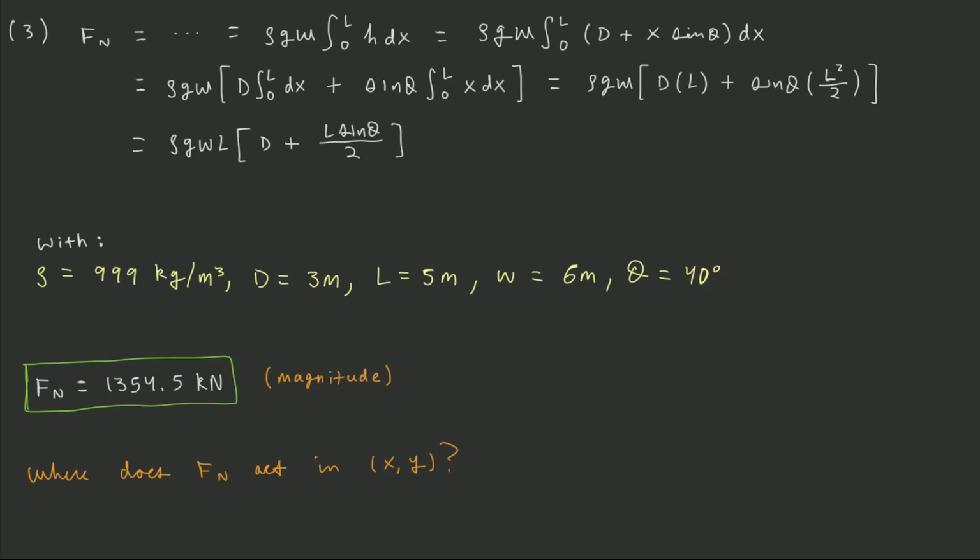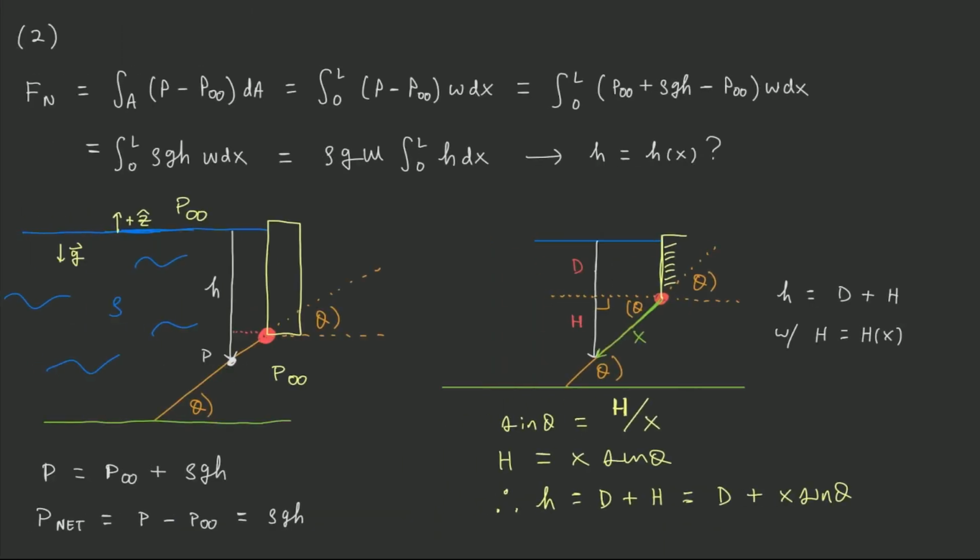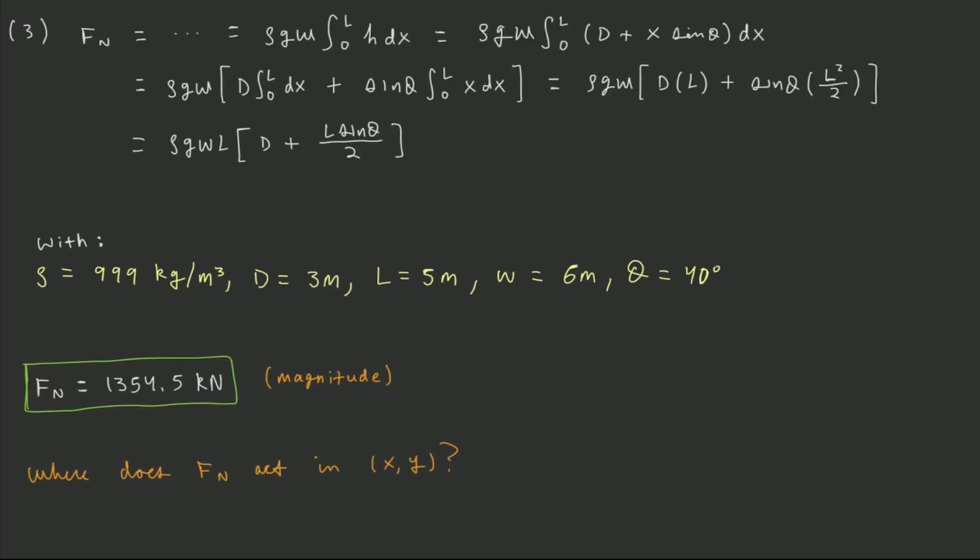So now that we have h as a function of x, we can go back to where we were in the integral, which is right here, and complete the integration by plugging in the expression for h. So that's shown right here. We have the same exact expression as we left off with, except now we can plug in h as a function of x, and we can complete this integral. I won't go over the details of that integral, but we see that the net force is equal to rho g w l times the quantity d plus l sine theta over 2.